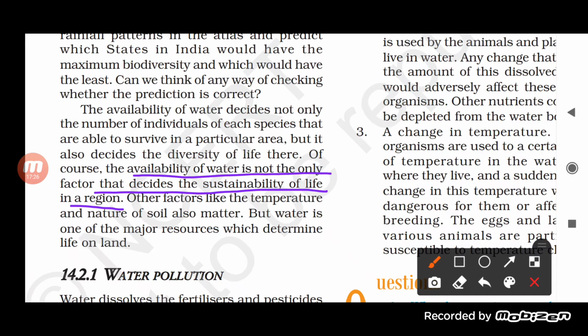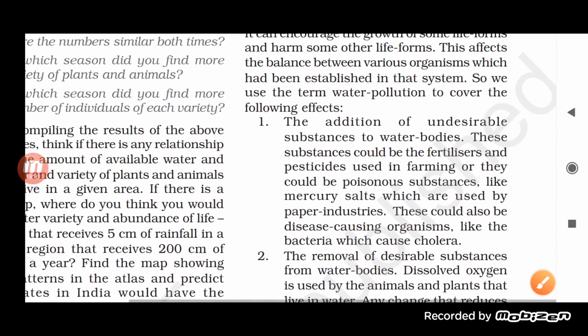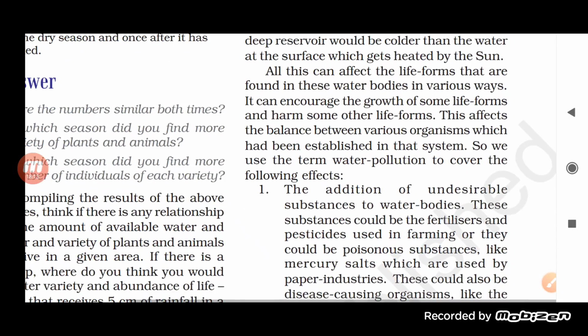No. If water is available in an area, it does not mean that there will be more plants or animals there. The temperature must be proper for this, and other factors like the nature of the soil also matter. These two factors are important for the survival of plants and animals. So if an area has water, that water will help in the growth of more plants and animals, but it does not mean that it is the only factor on which life exists. Although we know that water is a major resource and is really very important for every organism.